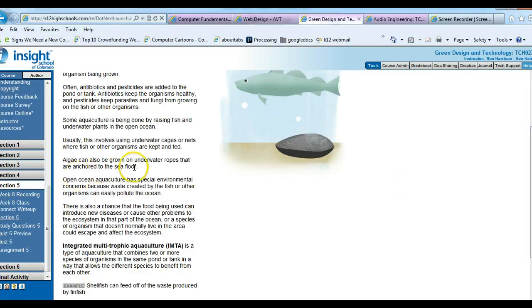Open ocean aquaculture has special environmental concerns because waste created by the fish or other organisms can pollute the ocean. So just like I was talking about, if you have salmon or another type of fish that are in these giant cages, and these cages can be like 400 or 500 feet on each side, and the salmon feed in there. Imagine all the waste and manure that those salmon drop. It's probably really damaging to the natural ecosystem where those cages are, isn't it?